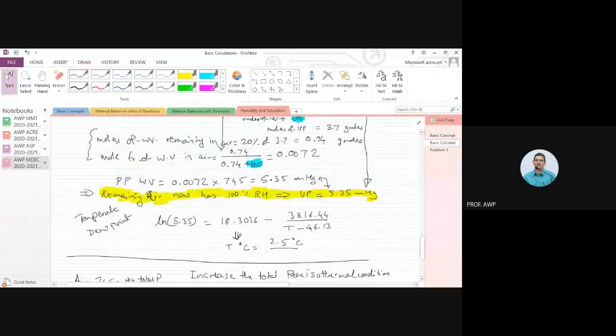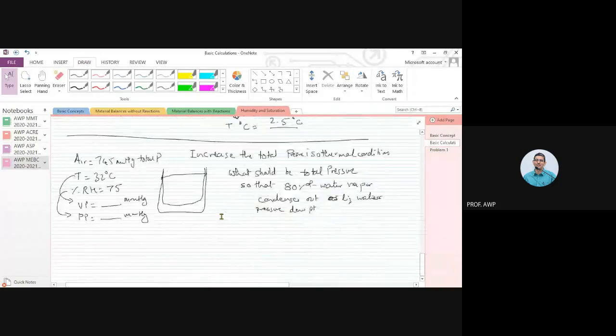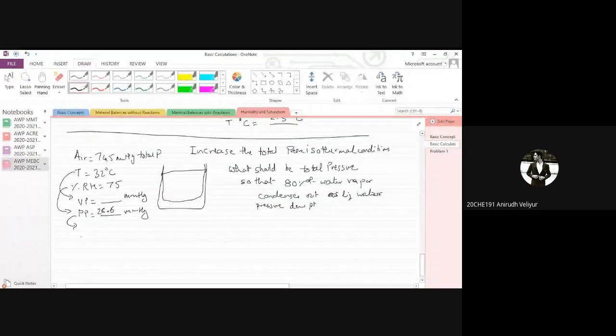Let me just write those values so that everybody is aware. So partial pressure was 26.6 mmHg. That was there in the previous problem, it is the same. Now, the mole fraction times the total pressure will give you the partial pressure. Going by that, I got the mole fraction of water vapor to be 0.0357, the same as in the previous problem.